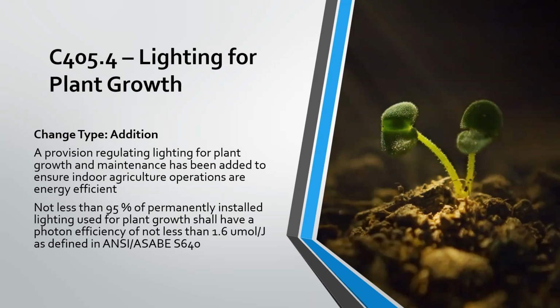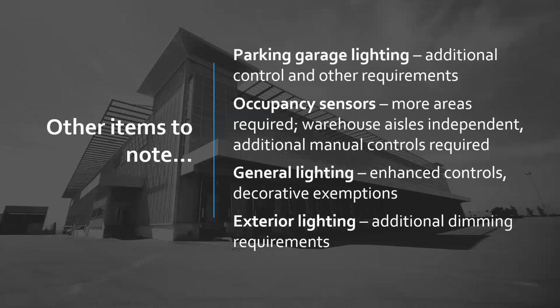So not less than 90% of all permanently installed lighting used for plant growth shall have a photon efficacy not less than 1.6 micromoles per joule as defined in that standard. So you can look at the lighting in the design phase, look at the S640 and see how much electromagnetic radiation is happening with those lights per the amount of energy being used, to make sure it meets that efficacy.